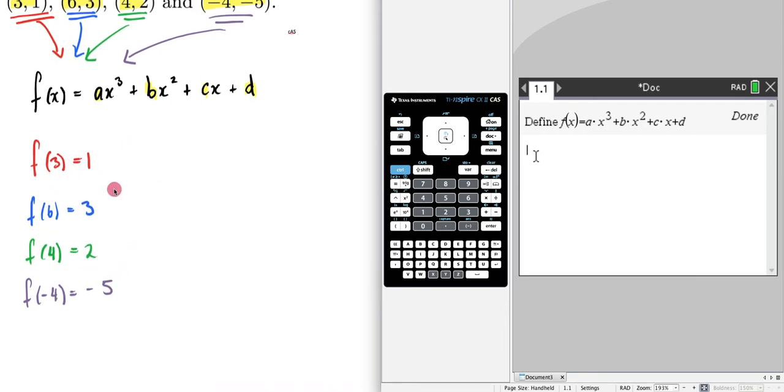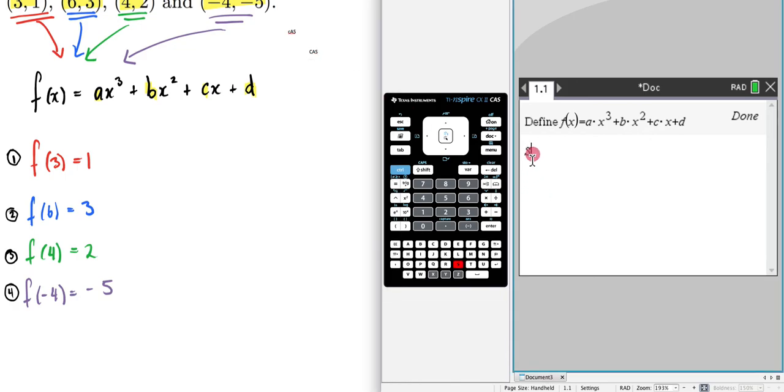ones right here. So if you wanted to, you could even label these. We don't have to, but this is going to be 1 equation, 2 equation, 3 equation, 4 equation. So we have 4 simultaneous equations that we're now going to use our CAS to help us solve. So let us come over here and use our CAS again.